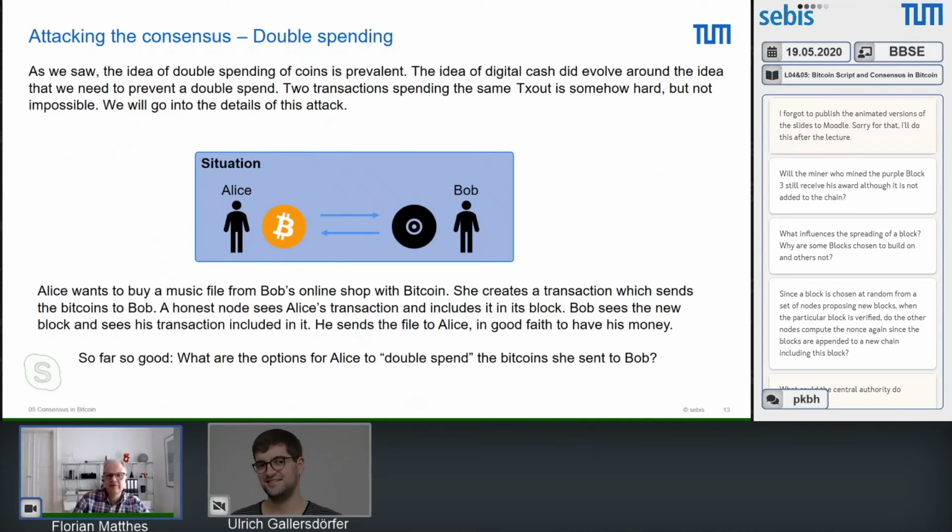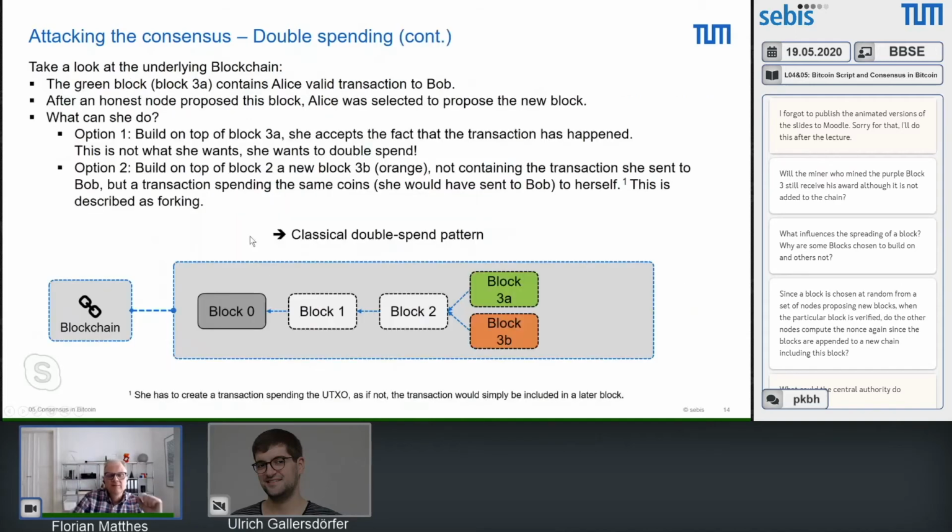Is it possible that I have one coin and I spend it in two directions? Yeah, because that's the obvious idea, that you print money as digital copies. Yeah. So therefore, the idea is now that you want to create two transactions which spend the same transaction output. Yeah. So therefore, you would create two transactions which spend the money.